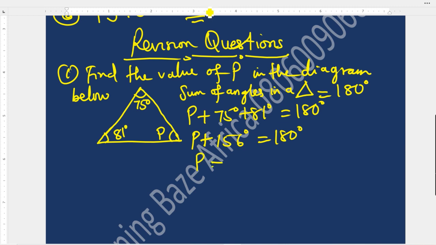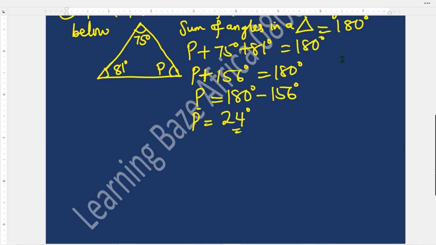So we write P will be equal to 180 degrees minus 156 degrees, because when 156 degrees crosses the equal sign to the right side, it will become minus. On the left side, you can see that it is plus. When it goes to the right side, it becomes minus. P should be left alone on the left side. So P is equal to 24 degrees. So that missing angle, which is angle P, is equal to 24 degrees. So that's for number 1. Now let's move to number 2.